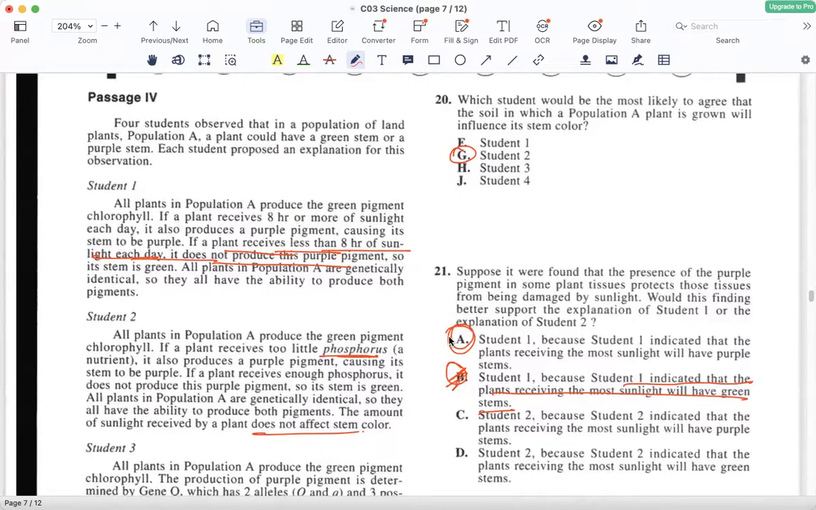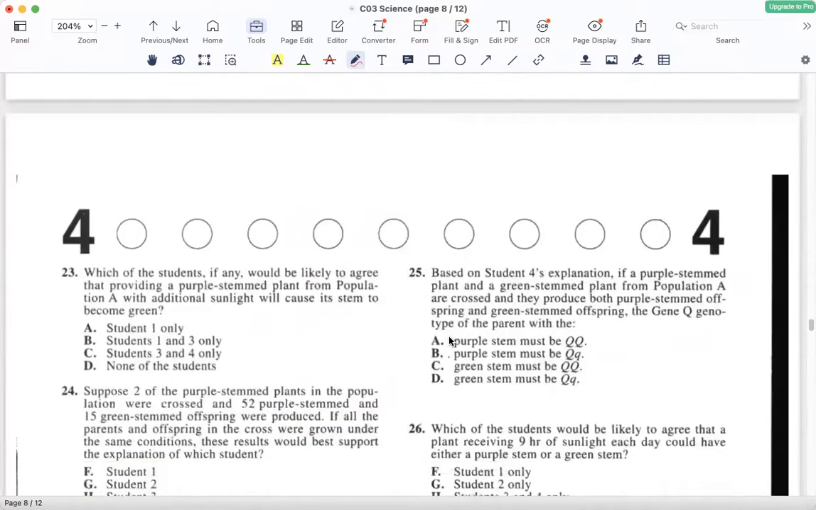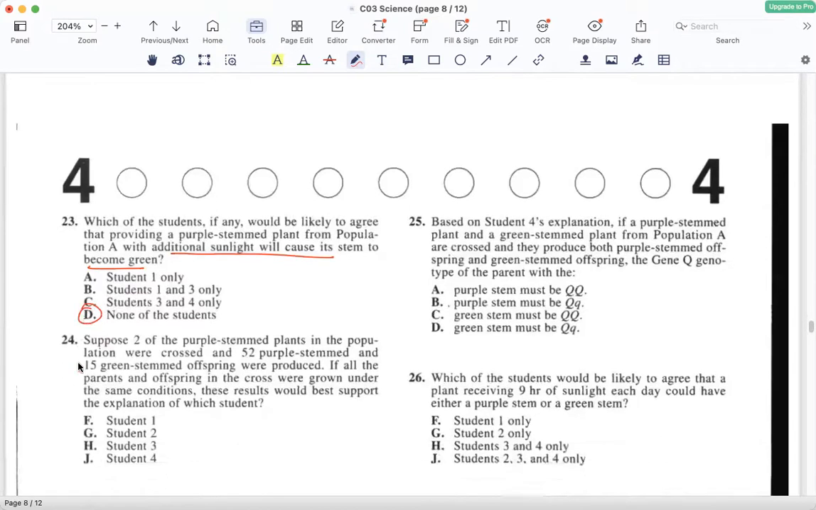It will be green in case it is receiving less than 8 hours of sunlight, right? So, no, if it is receiving less than 8 hours, then it is purple. So none of the students.